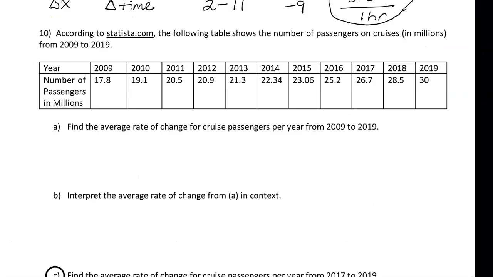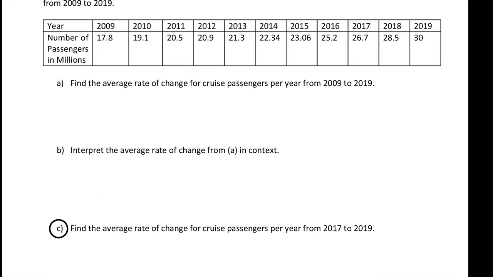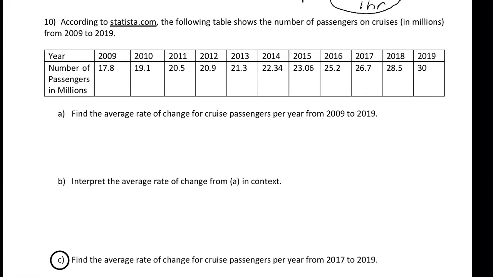And then the last one, we'll do part A and B, and part C and D is for you as a try this, as part of your Schoology try this. According to Statista.com, the following table shows the number of passengers on cruises in millions from 2009 to 2019. So in the top we have the year, and in the bottom we have the number of passengers in millions.